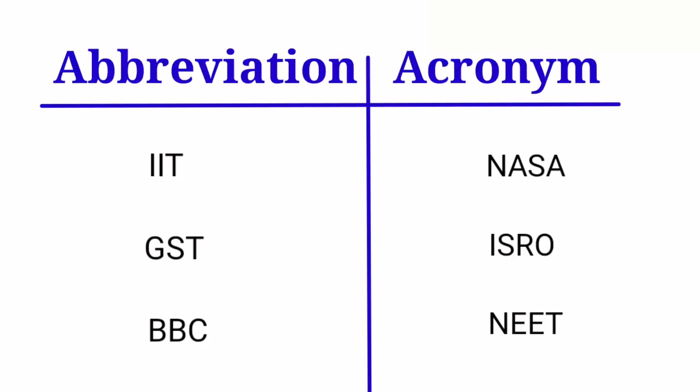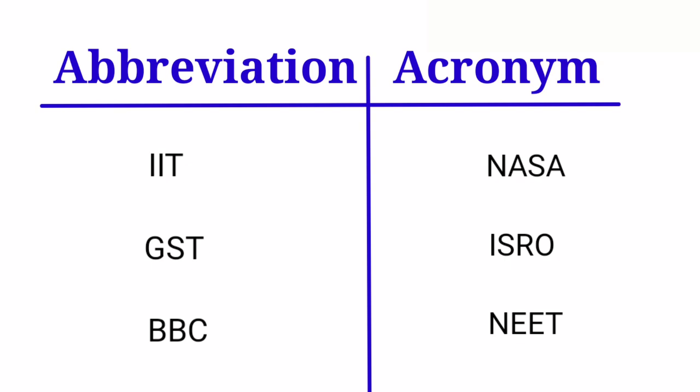Before starting learning what is an abbreviation, what is an acronym, let me give you the definition for abbreviation and acronym. At first, let us see the abbreviation. An abbreviation is typically a shortened form of words used to represent the whole, such as IIT, GST, BBC. This is the definition for abbreviation.